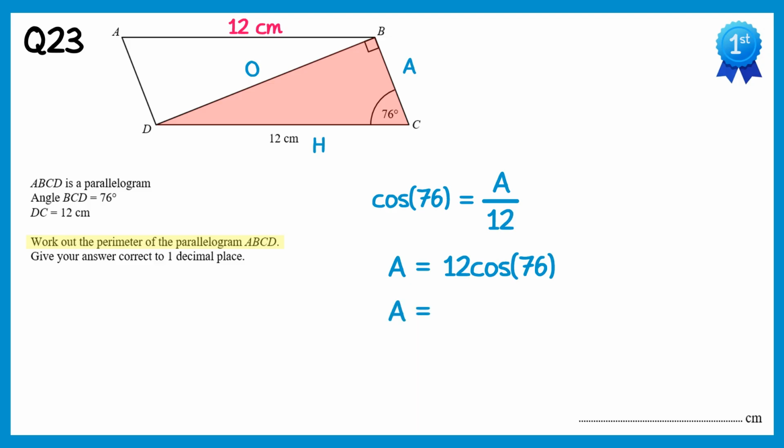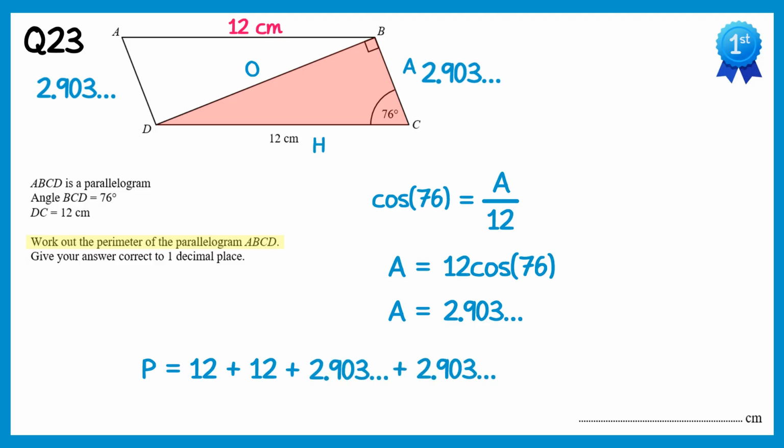If you type this into your calculator, you'll find that the adjacent is equal to 2.903, and so on. So that's the length of BC up here, but it's also the length of AD over here. So to find the perimeter, we just need to add all of these up. So we've got 12, add another 12, add the 2.903, and the other one, and if you add all of those up, and then round to one decimal place like it asked for in the question, you'll get 29.8.